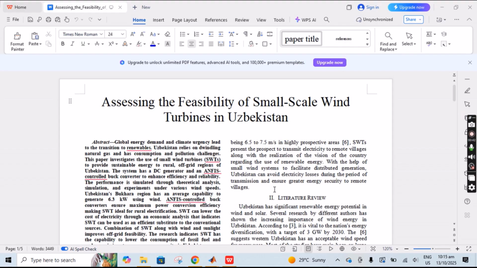Okay, in the renewable energies, we consider first of all the wind turbines case, in which we need to decrease natural gas consumption and the pollution challenges. This paper investigates how small wind turbines provide sustainable energy to rural or off-grid regions of Uzbekistan. The system has a DC generator with an ANFIS controller, and a buck converter to enhance the efficiency and reliability.